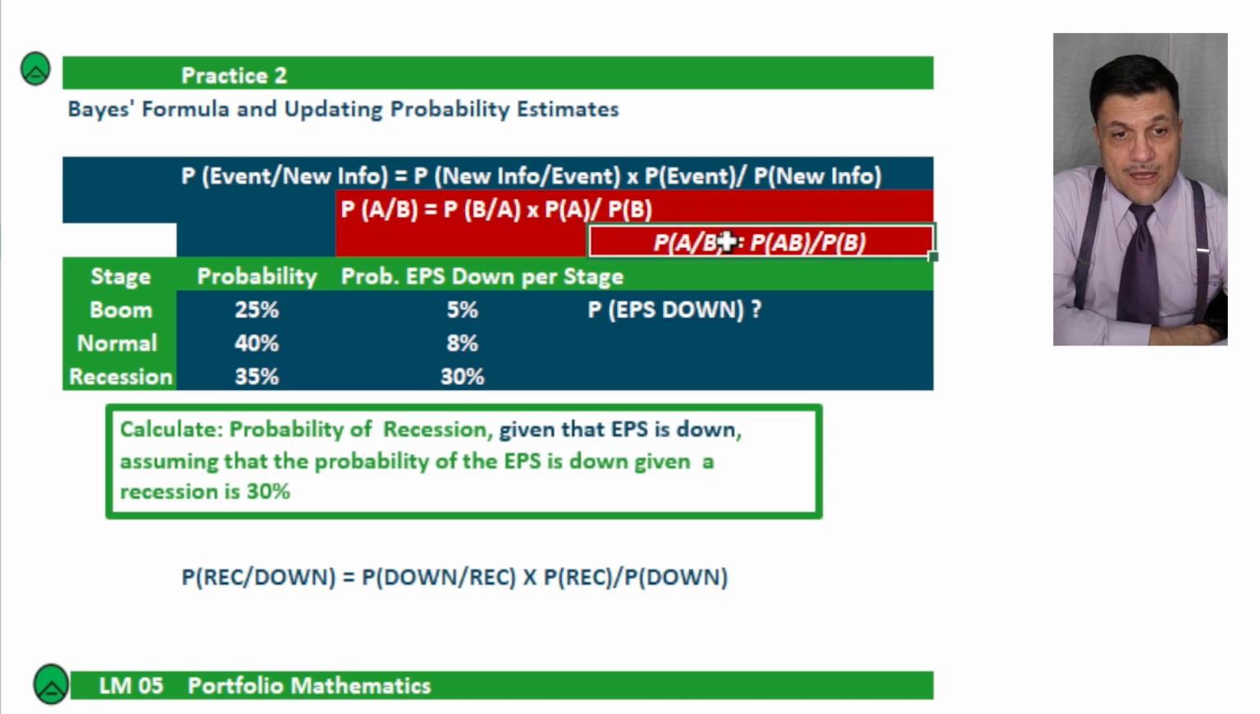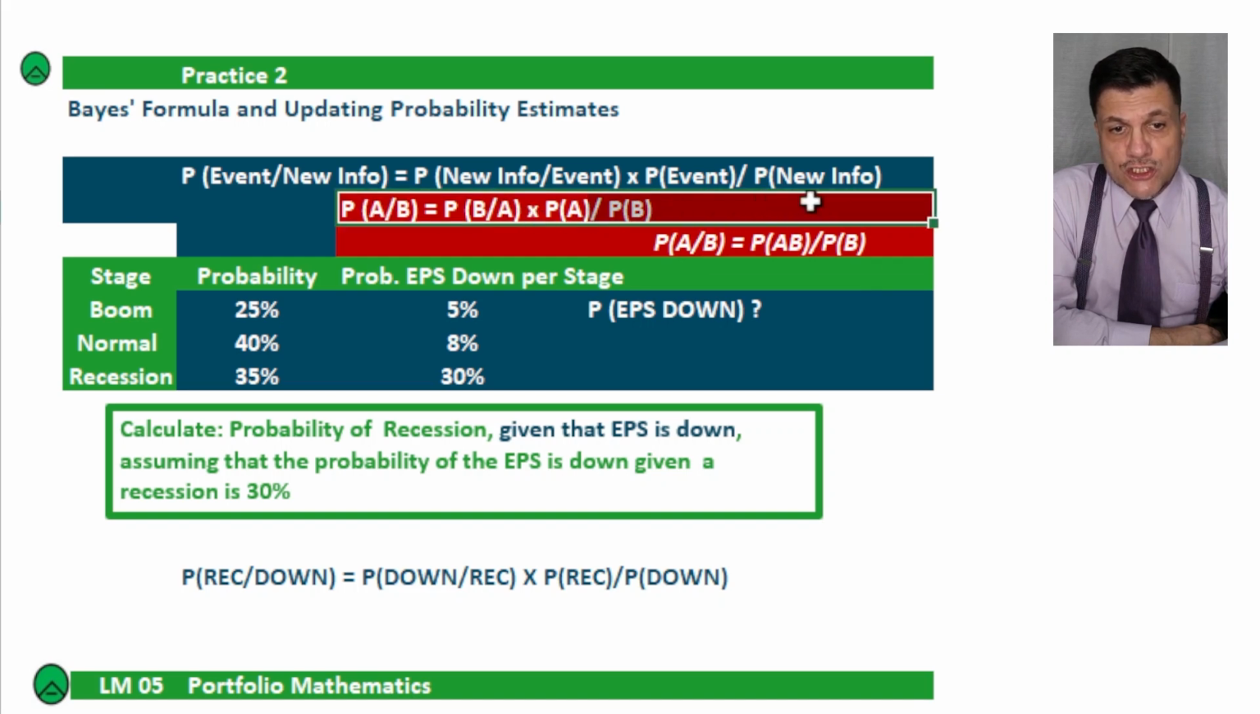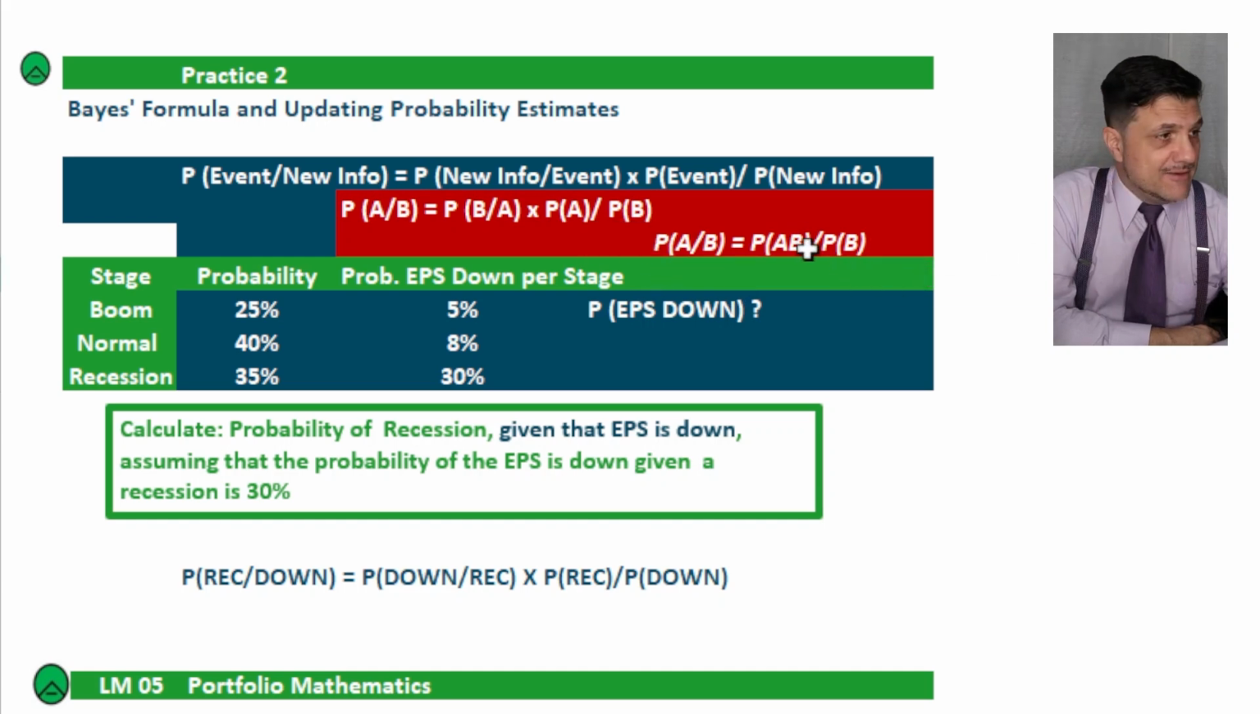Now, the conditional probability alone is just: the probability of A given B is equal to P of A and B divided by P of B. Okay? So the difference is that the Bayes formula uses a conditional probability to find the other conditional probability, and the conditional probability formula uses the joint probability of A and B. That might be important for some of you.